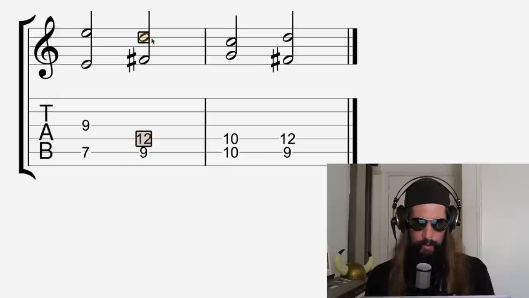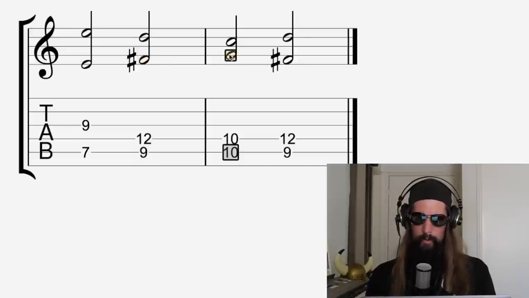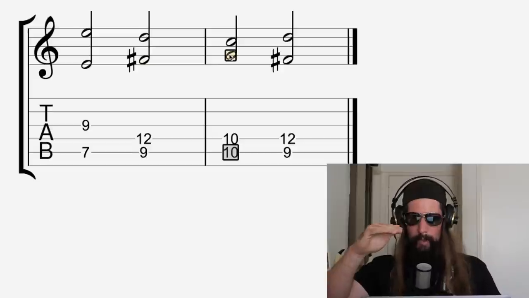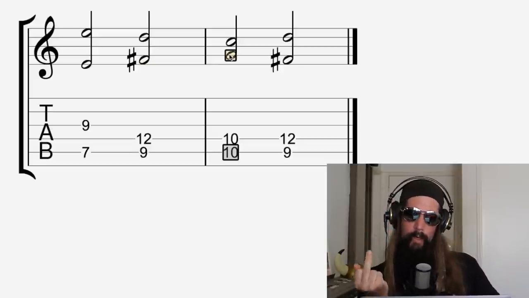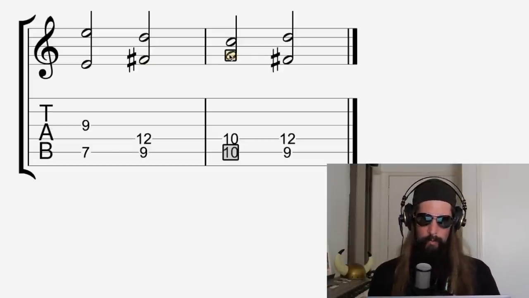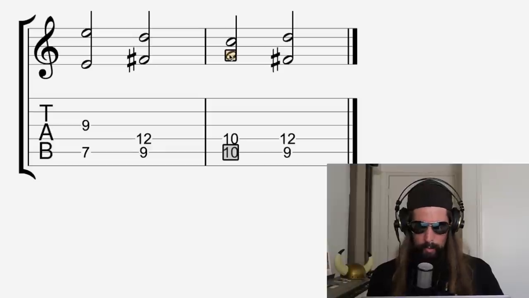Going to the next chord, it goes from D down to C, right? Another second, descending. But then this F sharp note here goes up to G. So the top voice is coming down and the lower voice is going up. And that is contrary motion. It always sounds good. It always works.